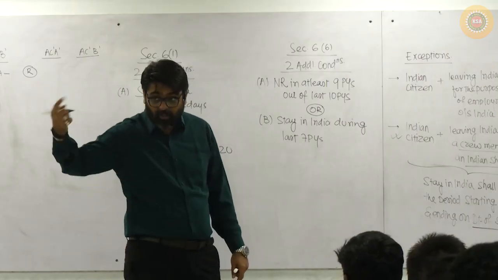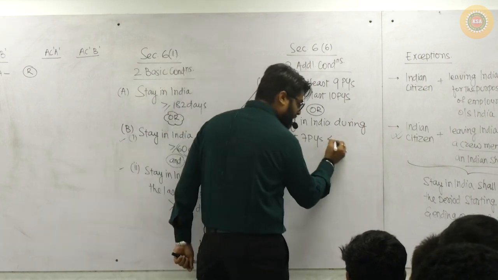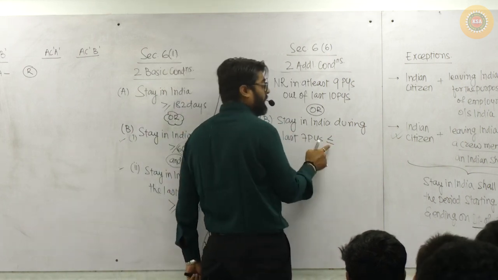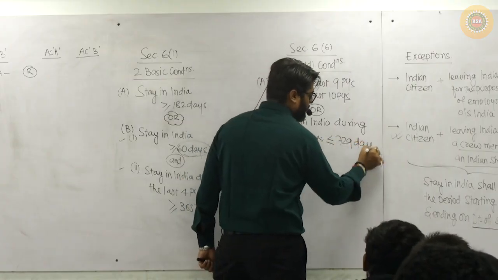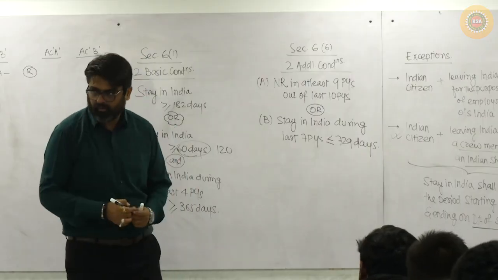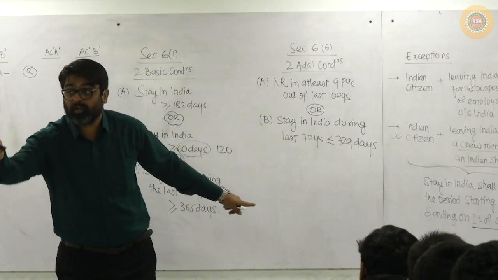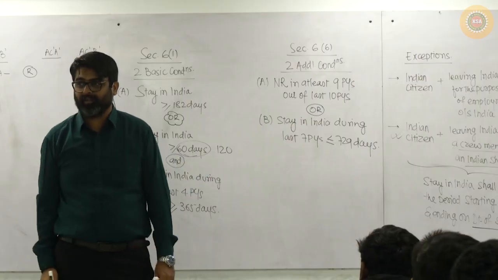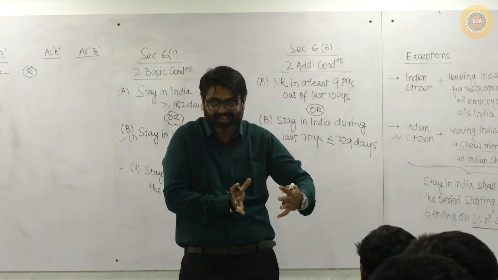730 days or more. My condition will be reversed. Less than or equal to. What did I say? Less than or equal to 729 days. If you satisfy this, meaning your condition is not getting satisfied, you will become RNOR.